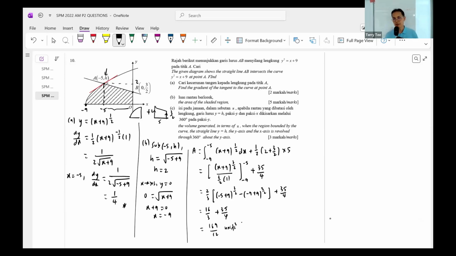Next, the volume generated in terms of pi when the region bounded by the curve, the straight line y equals h, and the axes is rotated. Where is the region bounded by the curve? I'm going to highlight the curve. This is the curve. Where is the straight line y equals h? y equals h is a horizontal line that passes through h. This is y equals h. Then the y-axis and the x-axis. So what is the region bounded by these? The region should be here, the whole thing, including this part here on top.